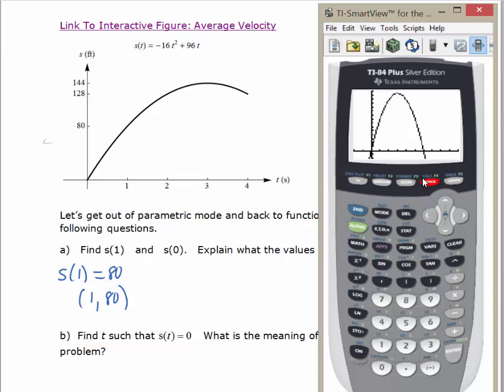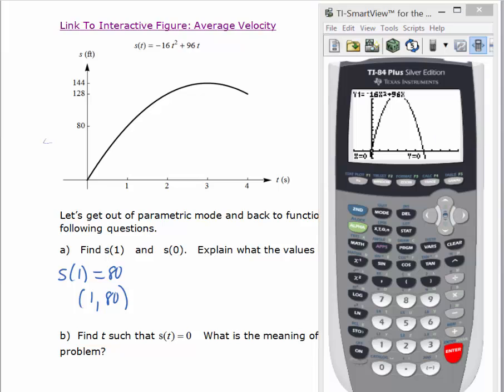We can also trace on 0 and hit enter, and we get 0. What that means is that after no time has passed, s sub 0 basically means the initial time and the initial height. So 0 is the initial time and s sub 0 is the initial height. So initially the ball is basically thrown up from the ground. If s sub 0 equaled 5, that would mean that it was thrown up from an initial height of 5 feet.